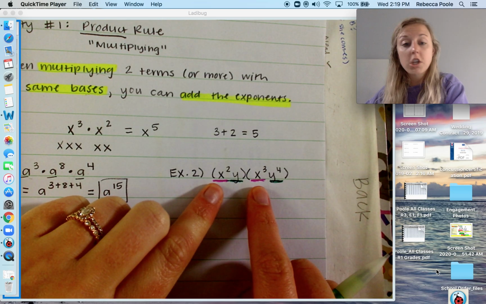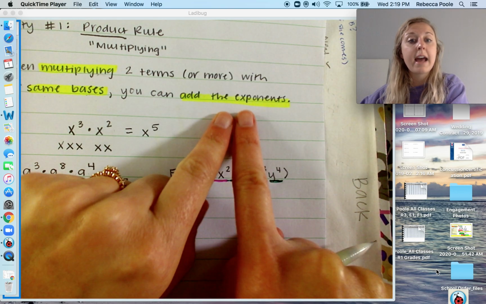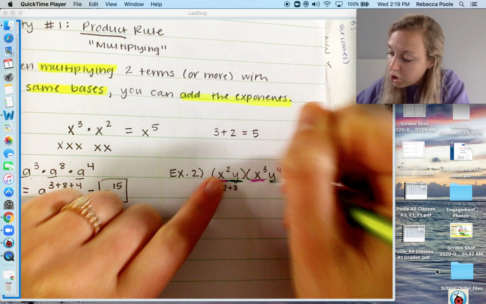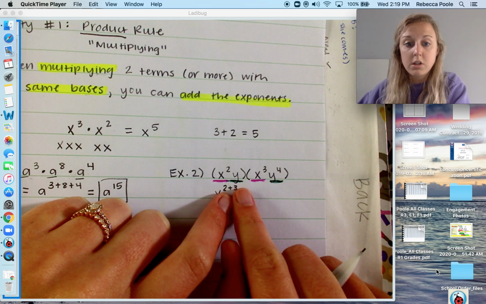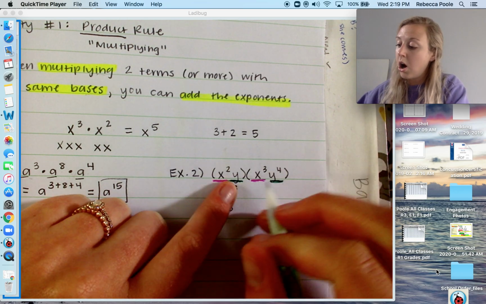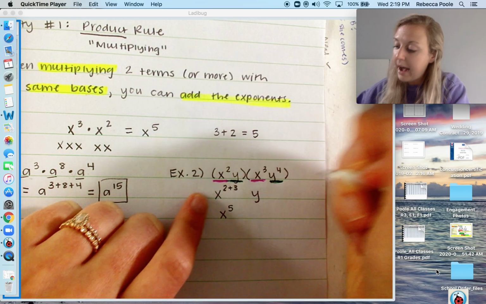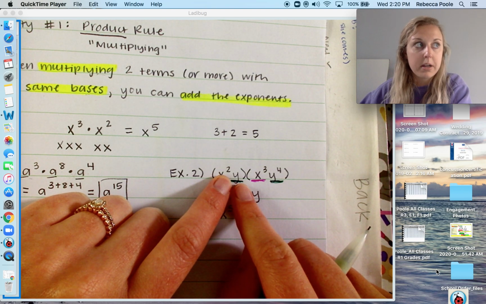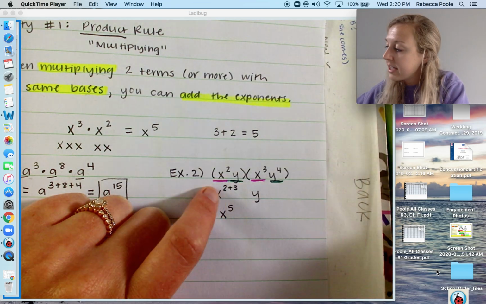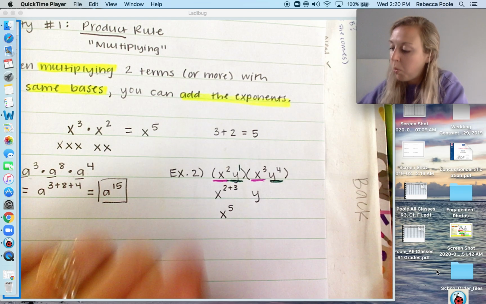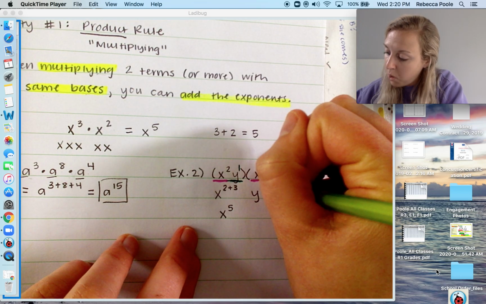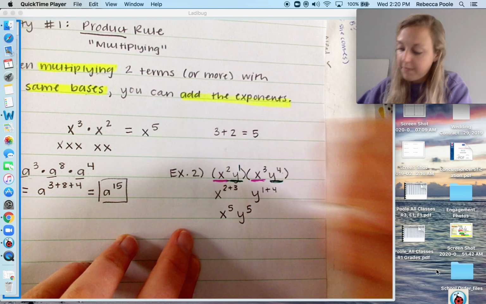So there are 2 x's that have the same base, which means I can add the exponents. So this will be x and then 2 plus 3. X raised to the 2 plus 3, which is going to give us x to the 5th. And then we also have y. Now, this one doesn't have an exponent. So what do you guys think the exponent is? And understood what? Very good. This y has an understood 1 as its exponent. So 1 plus 4, which is also 5.